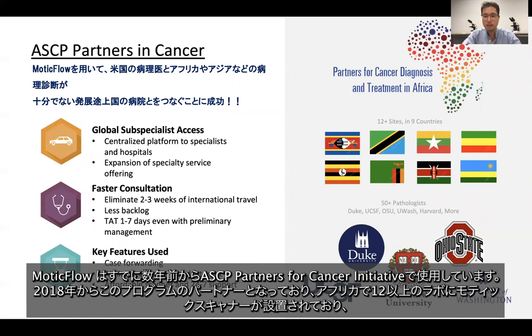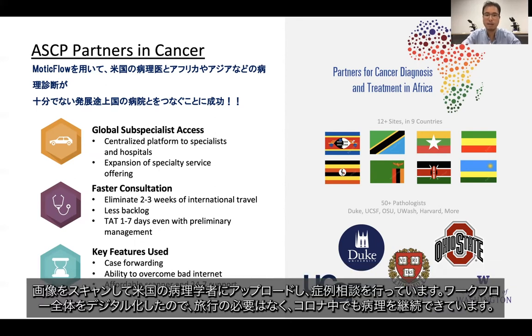We're at over 12 to 15 sites in Africa where they have their scanners in their lab environments, and they're scanning and uploading cases to the pathologists in the US who are then giving their consultations. Now, Motic is simply a partner participant in this. ASCP is the one leading this program, but the key thing I would highlight here is because this has been fully digital, this initiative is continuing even during COVID, and there's no interruption because we've digitized the entire workflow and there's no need for travel.